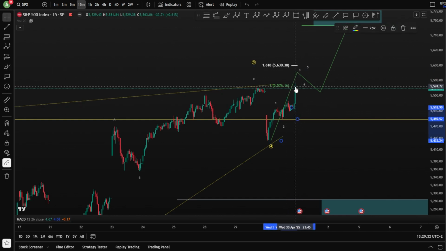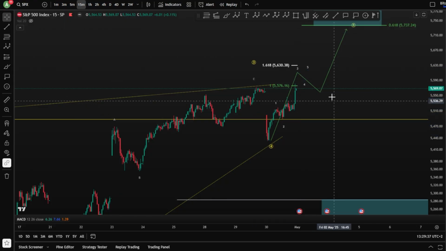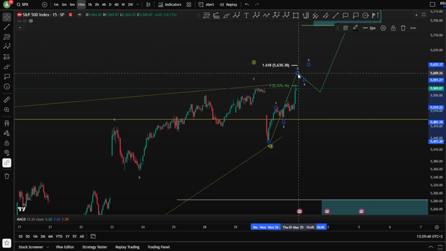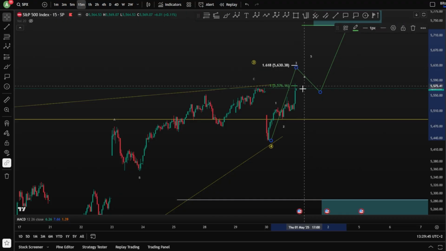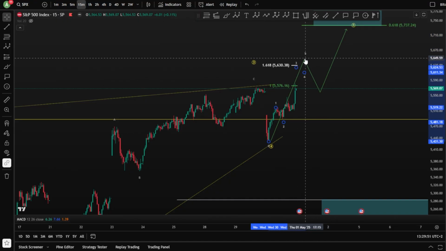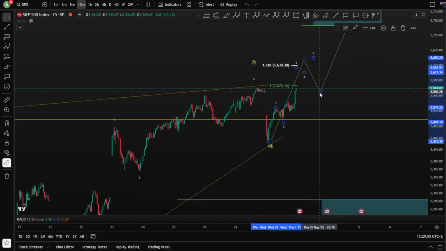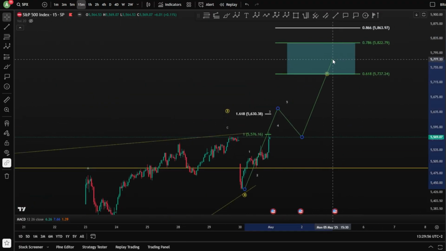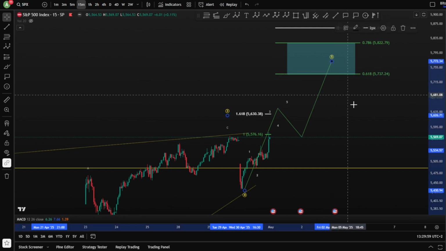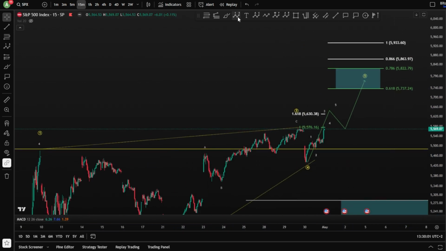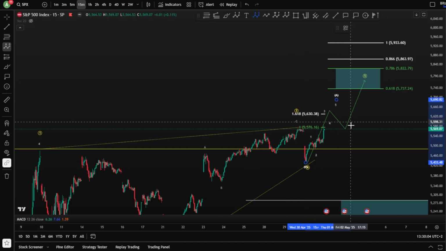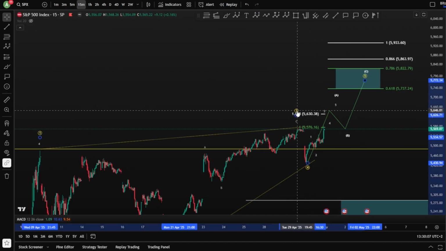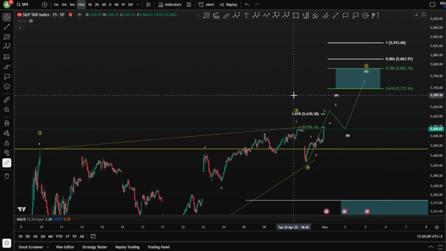Now, we have hit exactly the 1-to-1 fib level, but obviously it's going to overshoot it for a wave 3, which is a confirmation. That would be great. Your 1.618 is here, so your wave 3 might reach this area here. After this, you might even get a little bit higher for wave 5, so it might be even more intense. And then we are looking for a wave B and then wave C to finish this wave 5. Here we go.